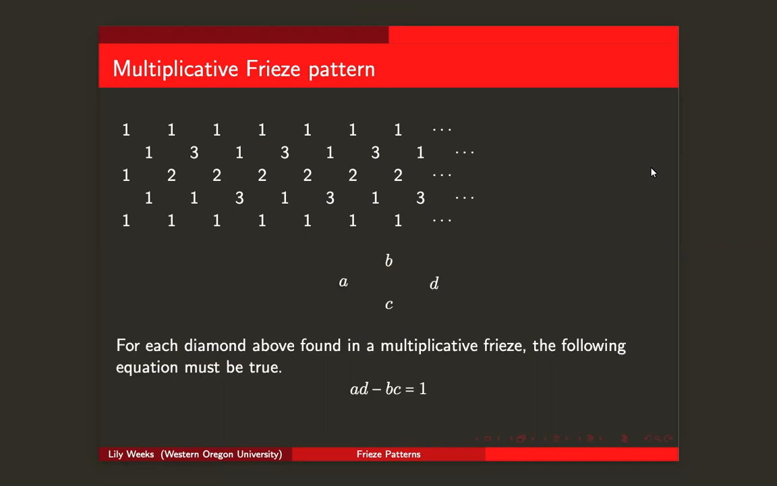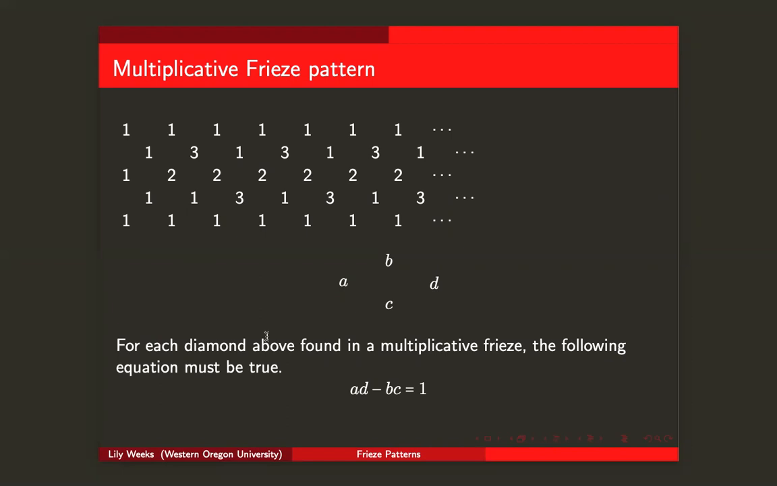For each diamond A, B, C, D, the relation AD minus BC equals 1 must be true. We can see here that the example 2, 2, 3, 1 follows this pattern because 2 times 2 is 4 and 3 times 1 is 3. 4 minus 3 equals 1. And this will be true for every diamond that you can find in this frieze pattern.